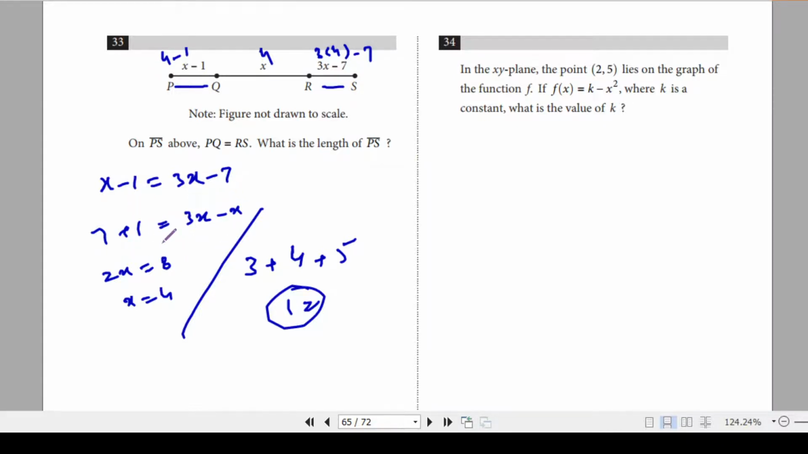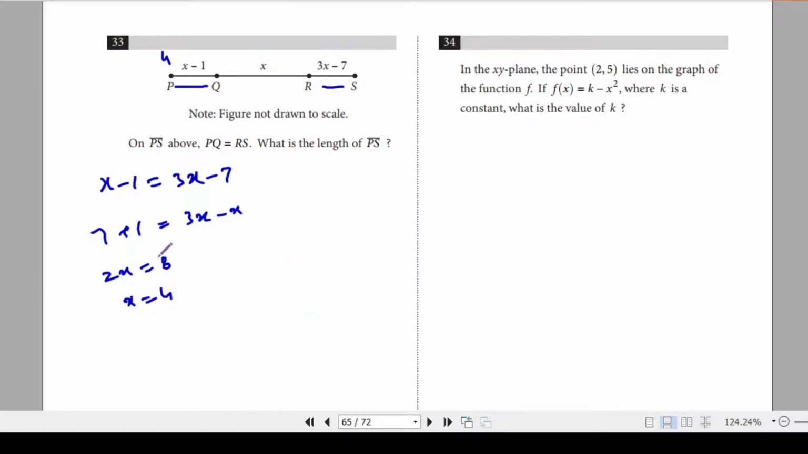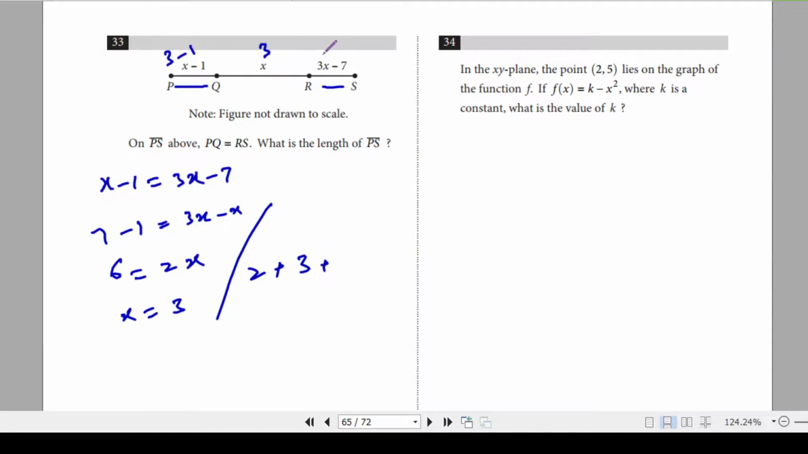Wait, I made a mistake here. This is minus 1. Let's go back a little. Here, it's 7 minus 1. It's 6 equal to 2x. So x is equal to 3, not 4. So this is 3 minus 1, that's 2. Plus this is x, this is 3. Plus 3. And this is 3 times 3 minus 7, 9 minus 7, that's 2. That's 7. The whole length of PS is 7.